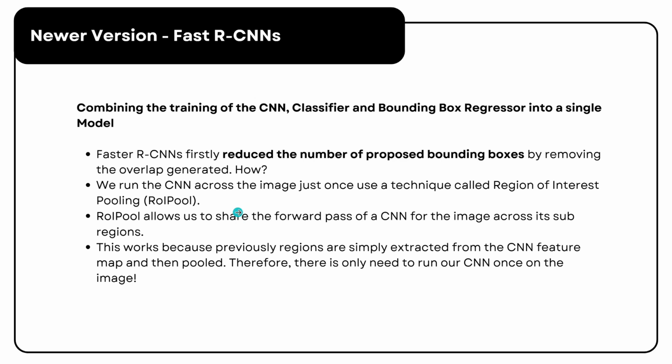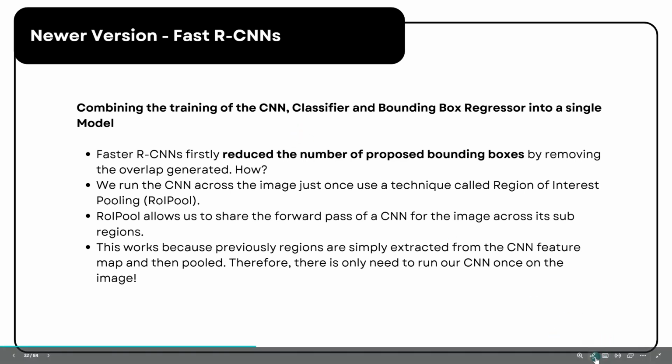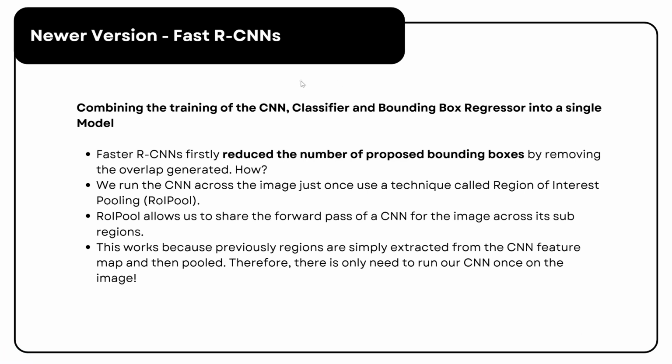Here's how it works. Let me draw it here. The entire image, let's say this one, is passed once through a CNN model to get the feature map.